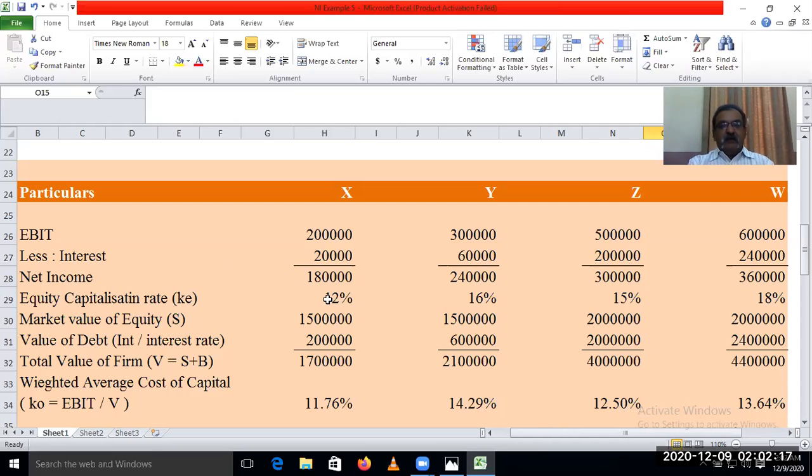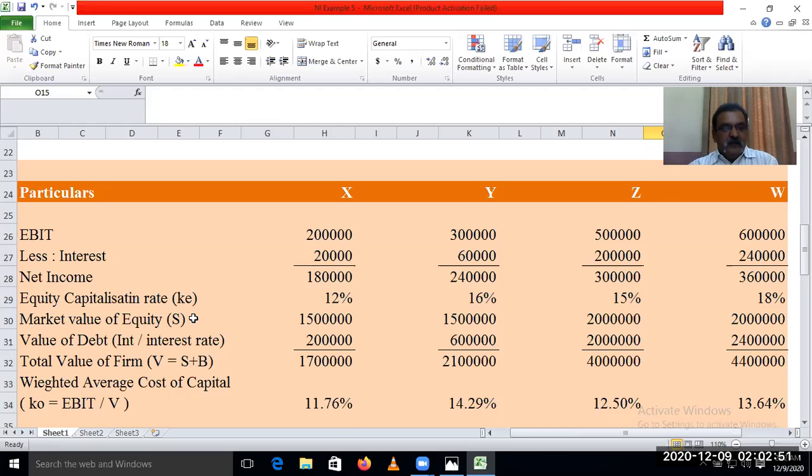So accordingly, firm X 1,80,000, Y 2 lakhs 40,000, Z 3 lakhs, and W 3 lakhs 60,000. It is nothing but EBIT minus interest. 2 lakhs minus 20,000, 3 lakhs minus 60,000, 5 lakhs minus 2 lakhs, and 6 lakhs minus 2 lakhs 40,000. So here we have got the net income of each firm. So once we get net income, now we have to proceed for calculating value of equity.